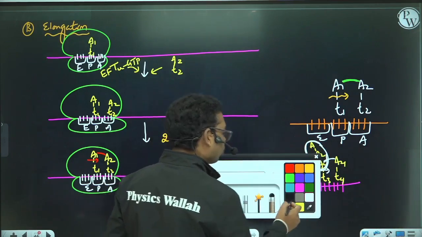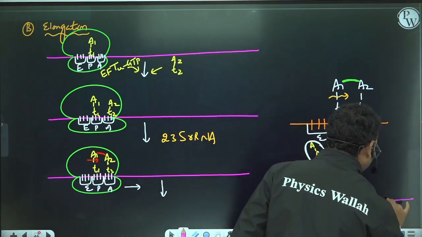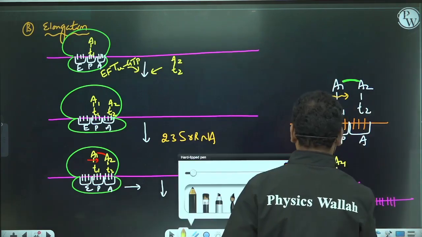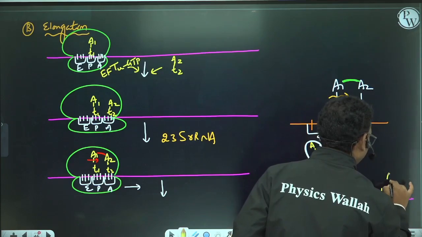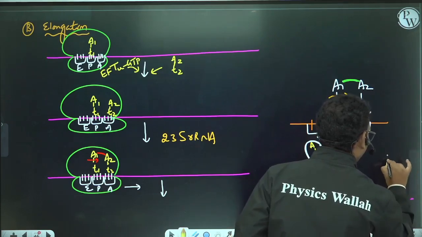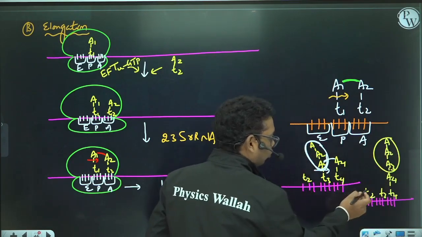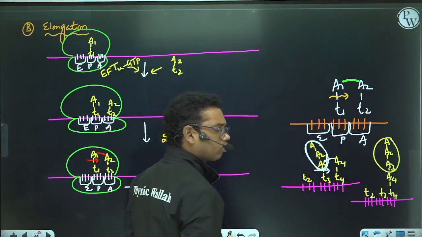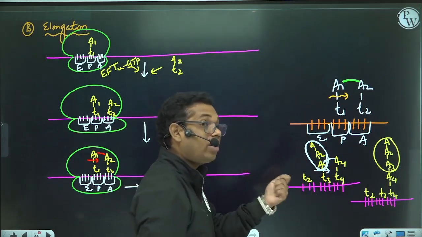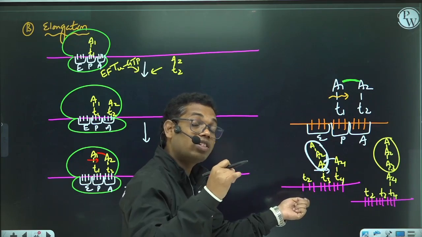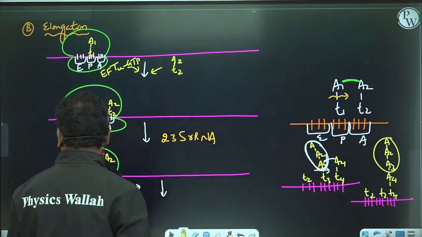That means the diagram will look like this. This is T2, this is T3, this is T4. And here I have amino acid 4, amino acid 3, amino acid 2, and amino acid 1. So what happened? This peptide chain which was present here got transferred over here. Who is performing this one? This one. Because this RNA is transferring the peptide chain, that is why this is called peptidyl transferase activity.